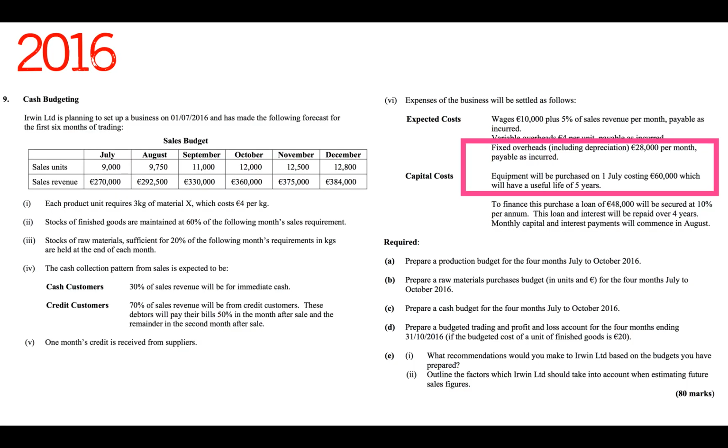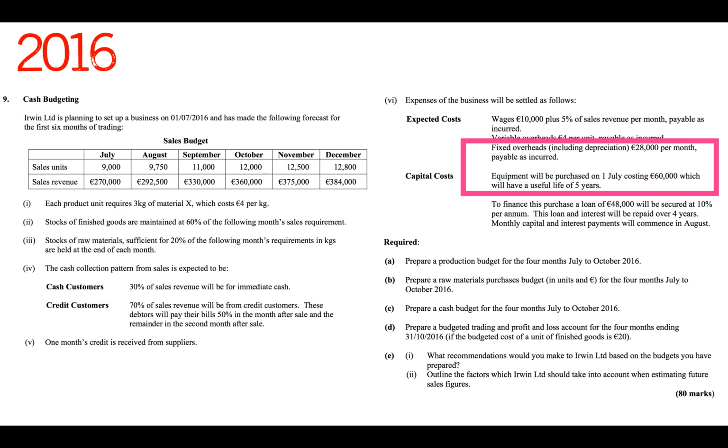Then it says fixed overheads including depreciation, €28,000 per month payable as incurred. Now, hopefully you'll remember from the other cash budget questions, you should know now that depreciation is not a cash item. And if you know your cash flow statements, you'll know that depreciation is not a cash flow item as well, because we learn an awful lot about that there. So what we need to do is take the depreciation out from that €28,000 fixed overheads figure.